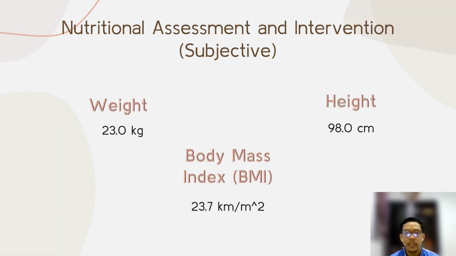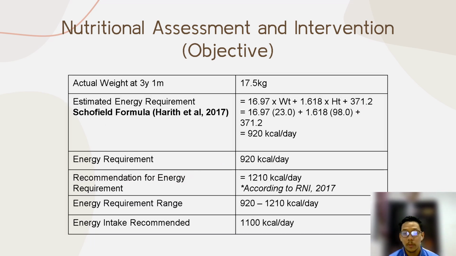So for the first nutritional assessment and intervention, subjective, the weight is 23 kilograms, height 98 centimeters, and body mass index or BMI 23.7. As for the objective, the actual weight at 3 years and 1 month, we want it to be 17.5 kilograms, and using the Schofield formula, the estimated energy requirement is 920 kilocalories per day. The recommendation for energy requirement is 1210 according to RNI in 2017. So the energy intake recommended for this patient X is 1100 kilocalories per day.